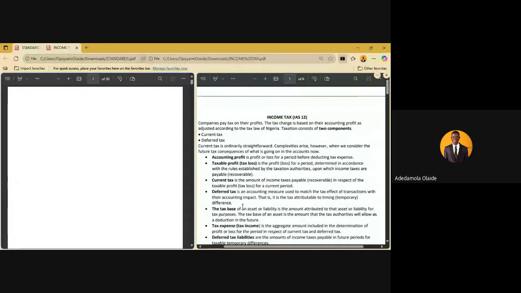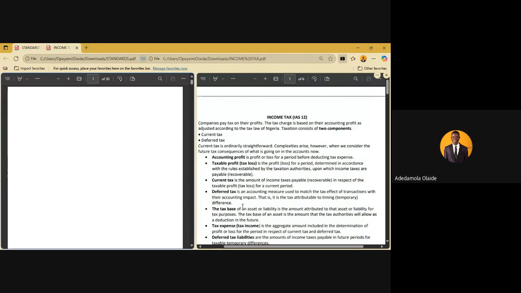If it can create a future tax savings for us, we use deferred tax to recognize the savings now. That is deferred tax liability, and that is deferred tax. As you know, the word deferred just means something that will occur in the future. So deferred tax is a tax that will arise in the future. It can either be a liability or an asset, but we'll still talk more about it.